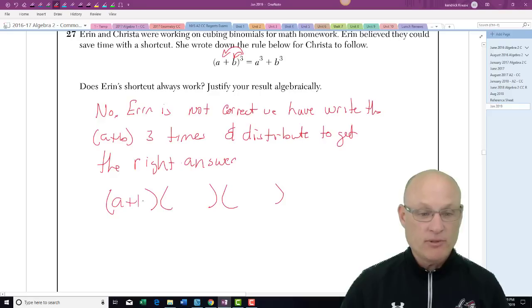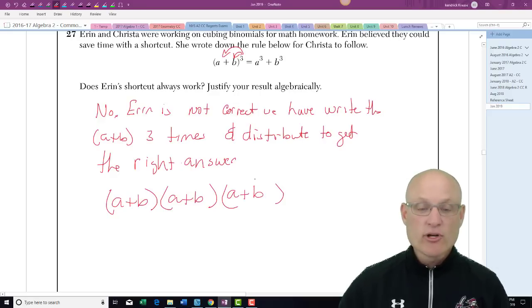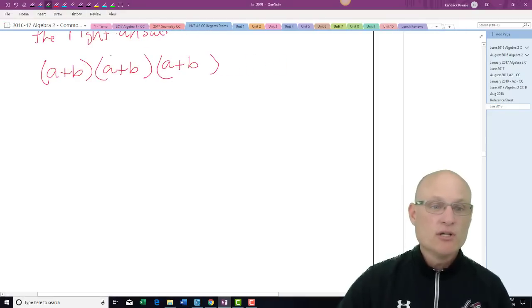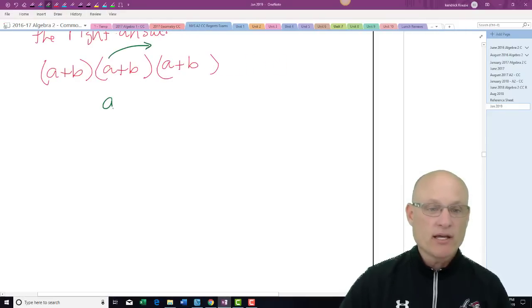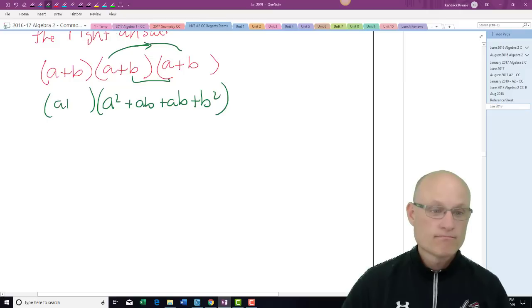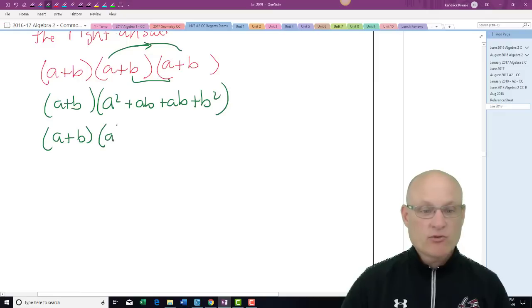So that's a plus b, a plus b, a plus b. In order to do this, you just take two of them. I'm going to take those last two, and work with these last two. So I'm going to take a and multiply by both. I get a squared plus ab, and then plus ab plus b squared. So this is really a squared plus 2ab plus b squared.